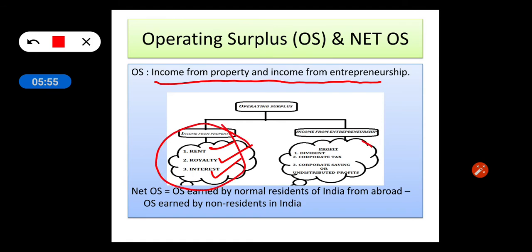And income from entrepreneurship are, we have number one, dividend. Dividend is distributed among shareholders. Okay. Number two, corporate tax. It is a tax on profit which is paid to government. Thirdly, corporate saving or undistributed profit. We are going to discuss the third one as the third component of NFIA.